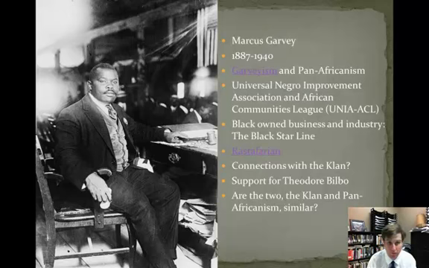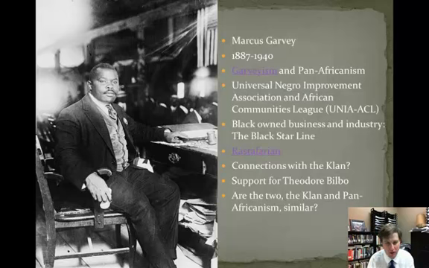He helped form something called the Universal Negro Improvement Association and African Communities League, which believed in black-owned businesses and industry. For example, they had their own cruise ship line called the Black Star Line. These guys were black separatists, and they believed in the superiority of people of African descent. And so they had connections with the Klan in that they had the same idea. They wanted to have a separate black society. The Klan wanted to have a separate white society. And so they supported people like Theodore Bilbo, who was a senator from Mississippi, who was an ardent Klansman.